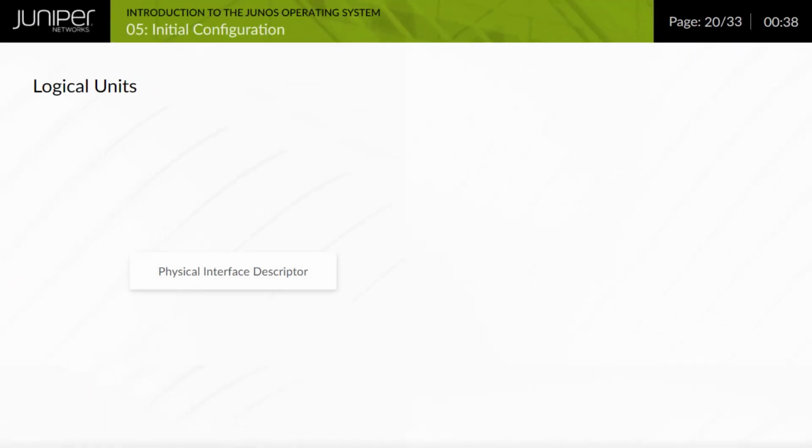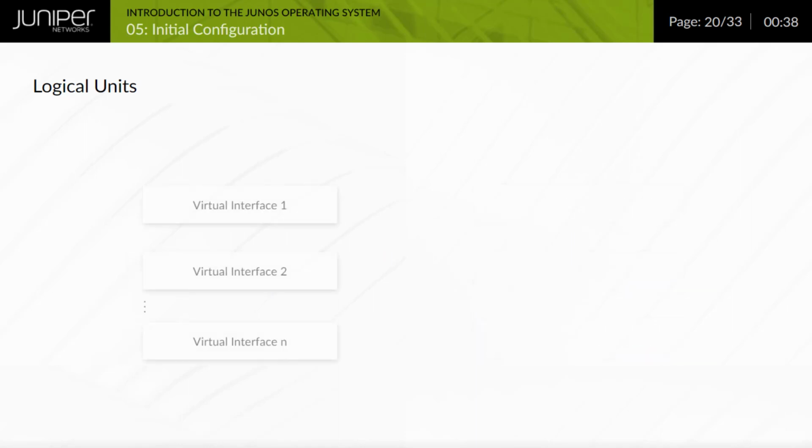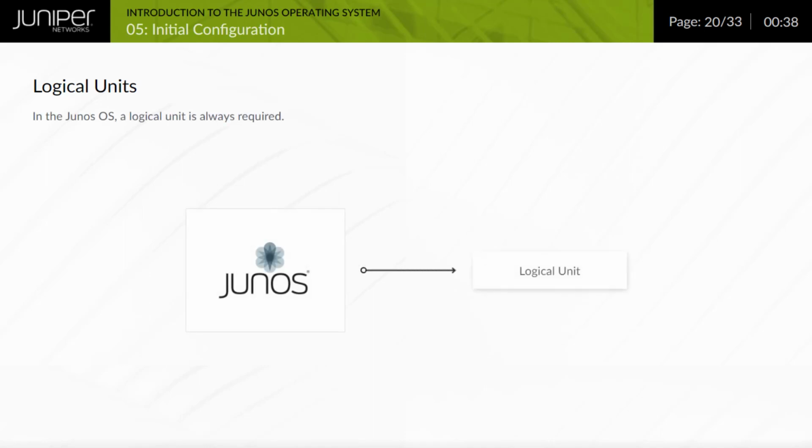Each physical interface descriptor can contain one or more logical interface descriptors. These descriptors allow you to map one or more logical interfaces, sometimes called virtual interfaces, to a single physical device. Logical units are similar to sub-interfaces used by other vendors. In the Junos OS, a logical unit is always required.